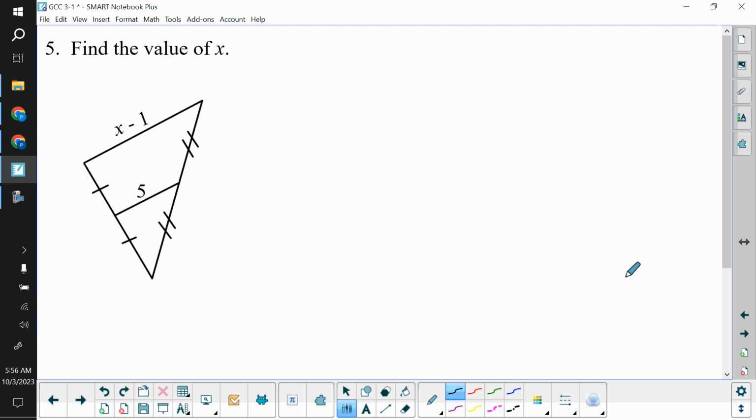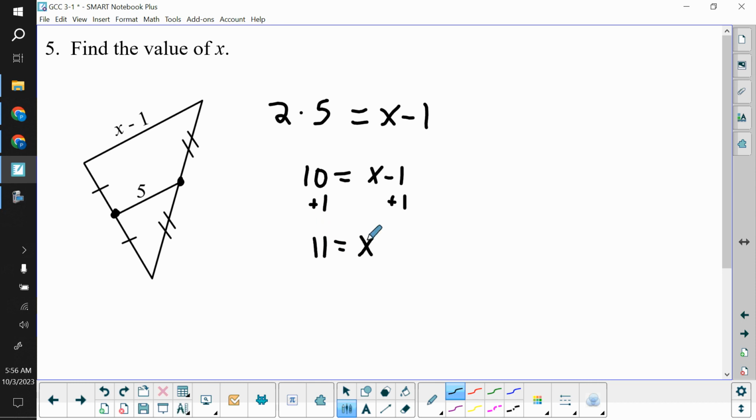Going on to number 5, we see our tick marks there. So 2 single tick marks mean that's the midpoint. The 2 double tick marks mean that's the midpoint. So we're dealing with the midsegment here, and the lengths of the midsegment and the third side. So if we double the midsegment, 2 times 5, it will equal the third side. So this will give us 10 equals x minus 1. Add the 1, you get 11 equals x. Double check the question. That's all we wanted to do, so nothing else we have to do in terms of subbing in.